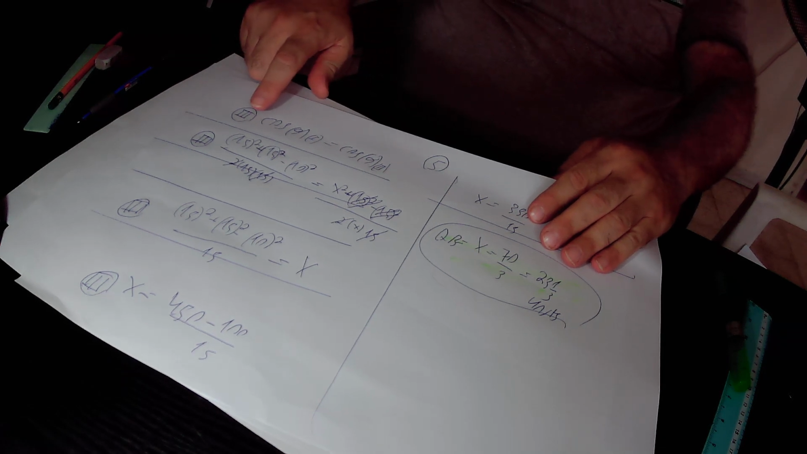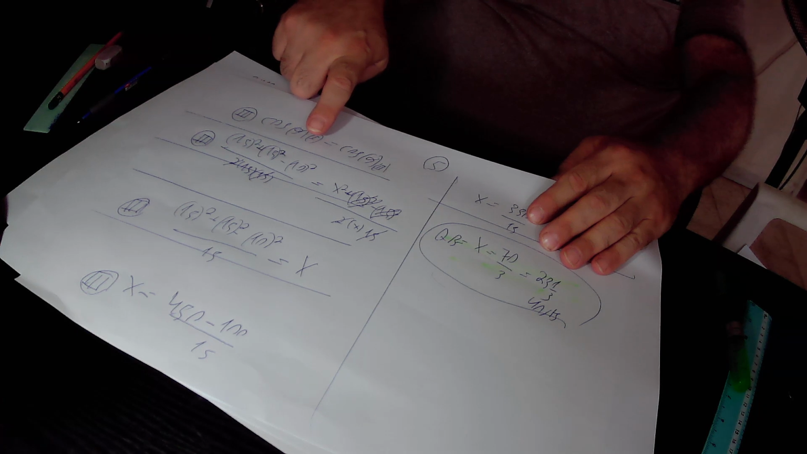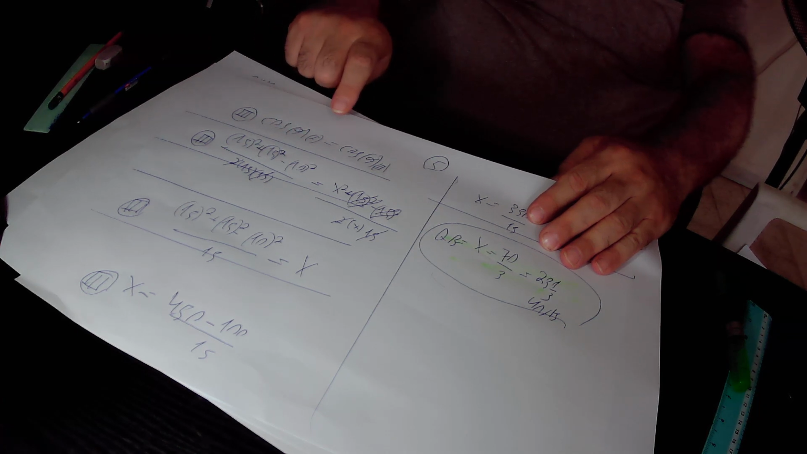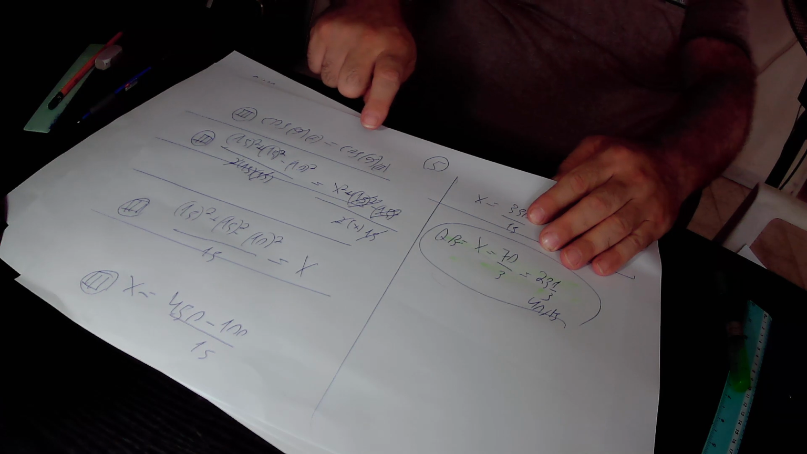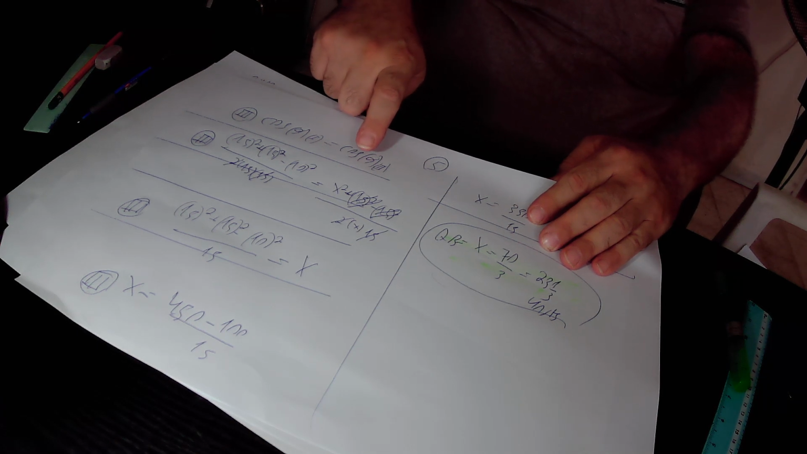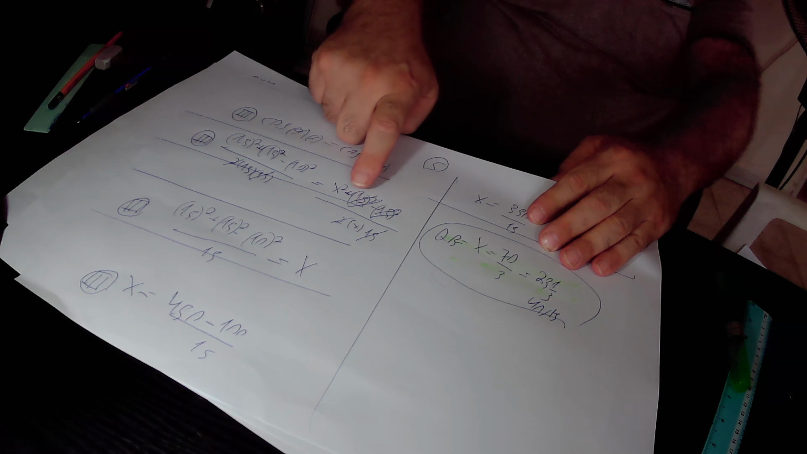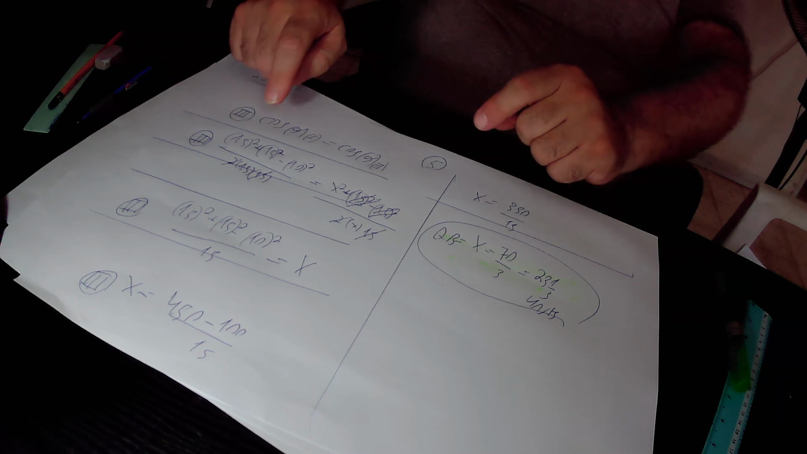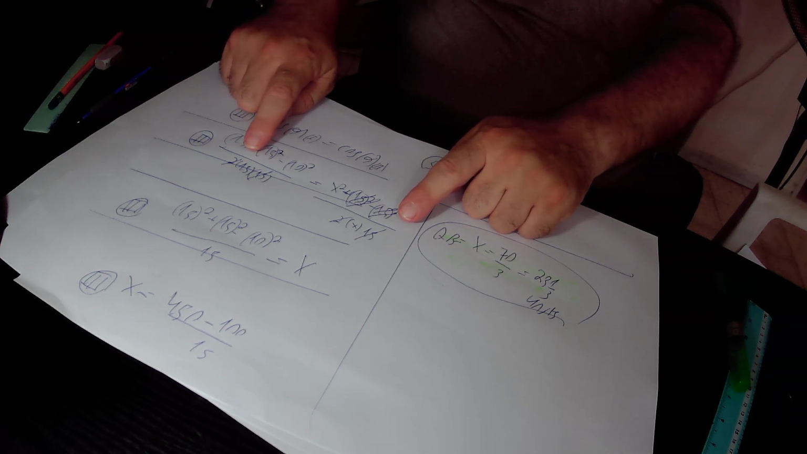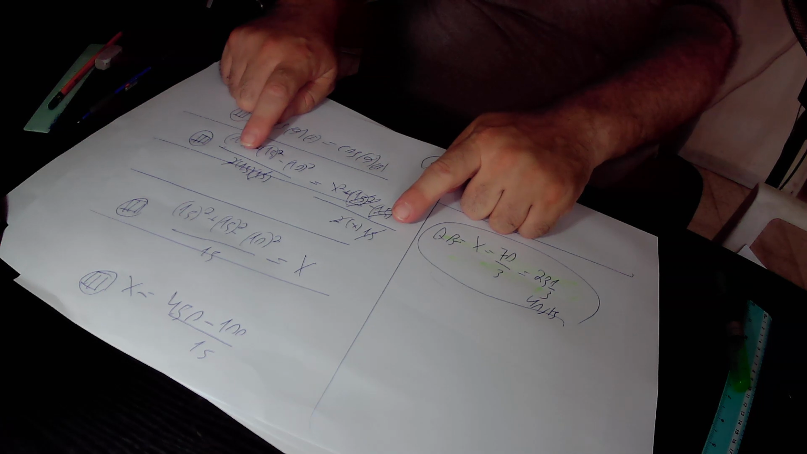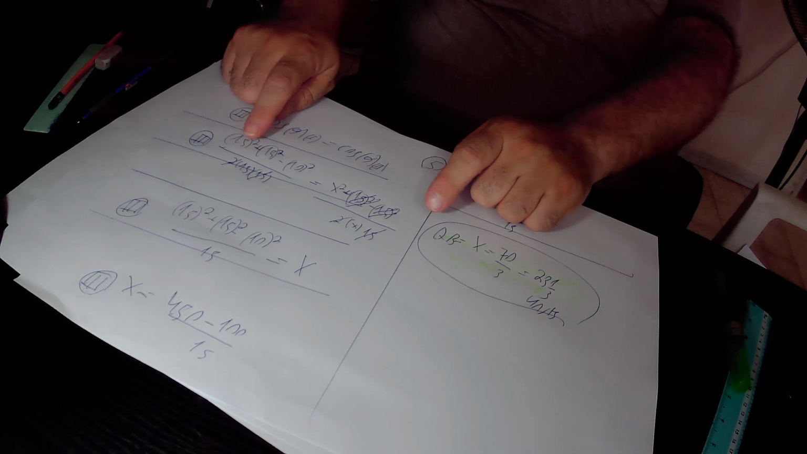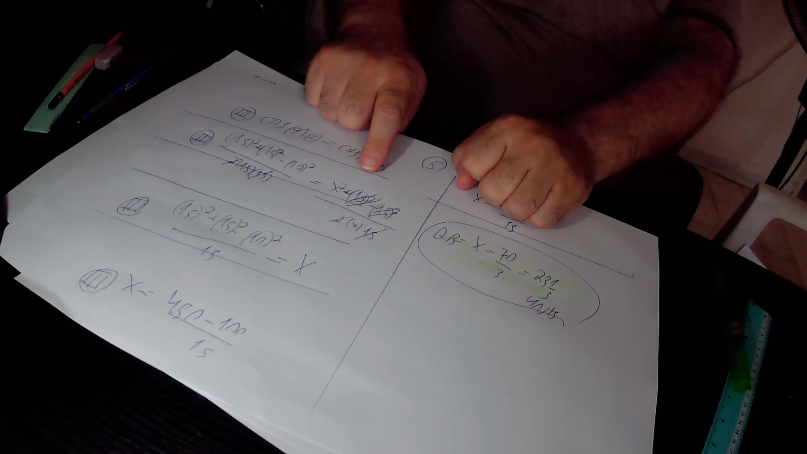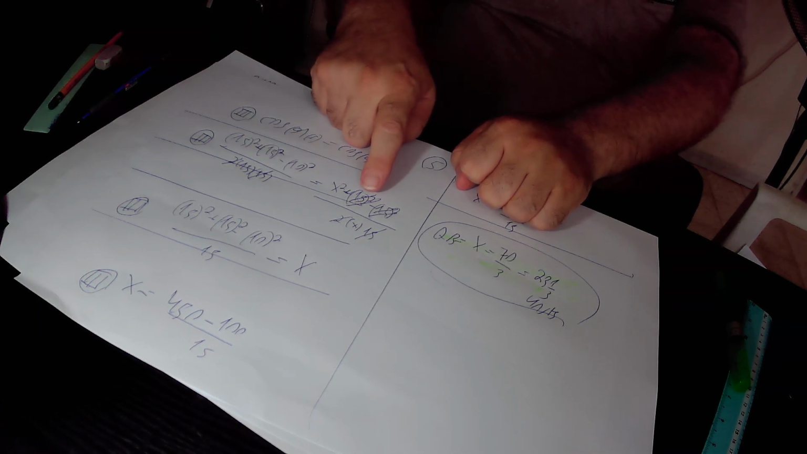Cosine alpha according to equation 1 equals 15 squared plus 15 squared minus 10 squared over 2 times 15 times 15, and it must be equal to cosine alpha according to equation 2, which is x squared plus 15 squared minus 15 squared over 2 times x times 15. We have 2 times 15 in the denominator on both sides, so it gets cancelled. On this side we have 15 squared minus 15 squared, that is 0, so we are left only with x squared over x, that is x.